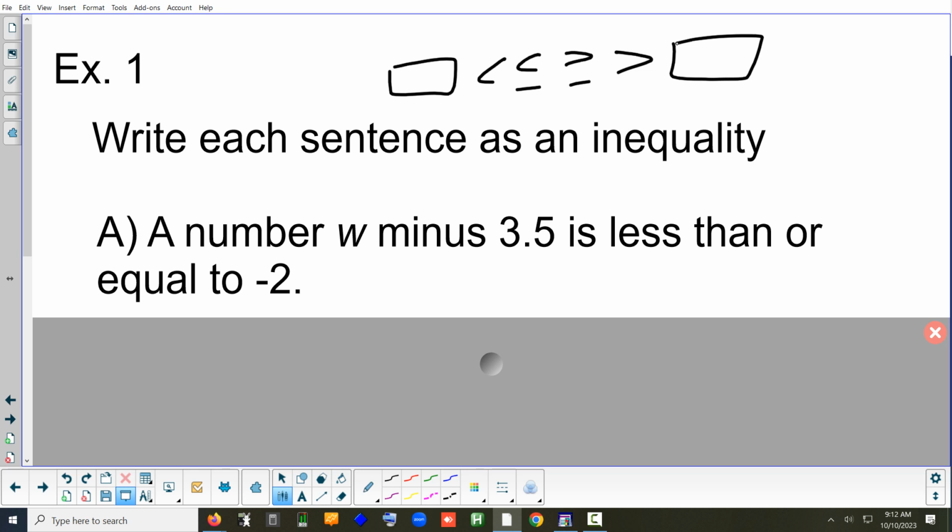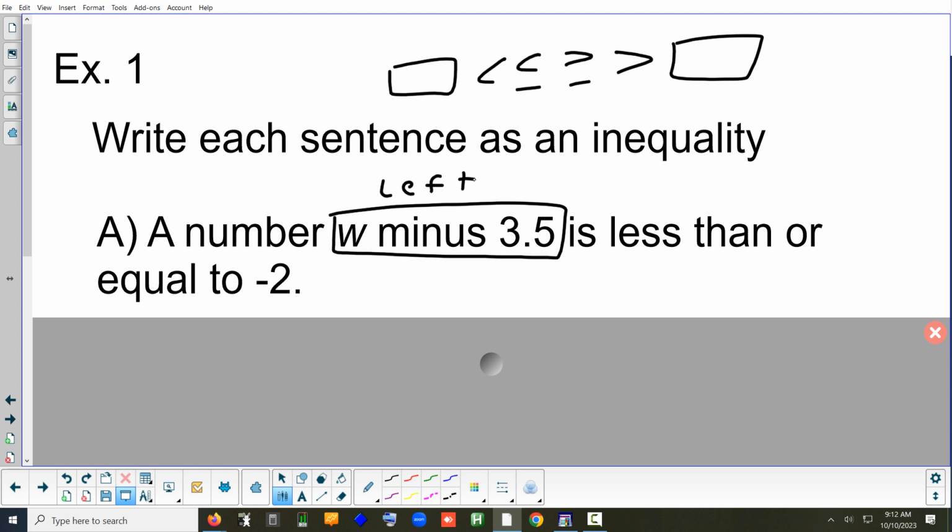What part of that sentence tells me what's going to be on the left side? 3.5. That's part of it. Less than? No, the less than is not what's going to be on the left side. Minus. That's also part of what's on the left, but there's more than that. The W. The W minus 3.5. Everything right up to where you see an inequality phrase. That's the left-hand side. So this is all going to be on the left.